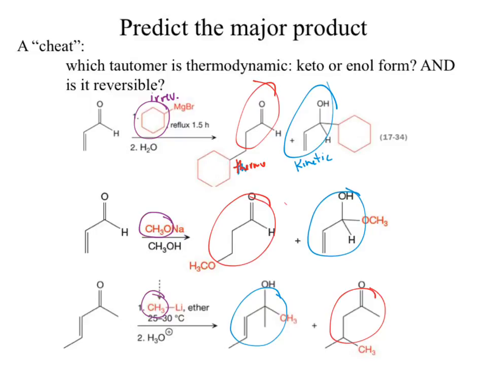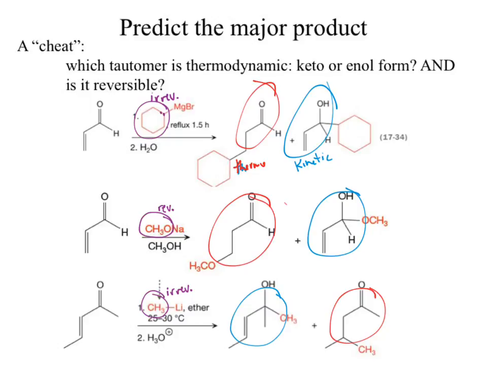Okay. Our keto is the one on the right, circled with red, which makes it our thermodynamic. And our enol is our kinetic. The next step in this is deciding reversible or irreversible with our nucleophile. Okay. The first one is a carbon Grignard nucleophile, which means irreversible. The next one, it is reversible. Last one, irreversible.